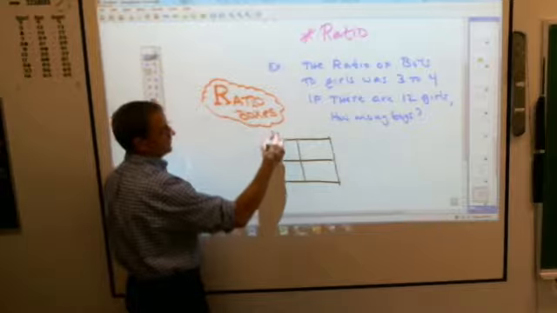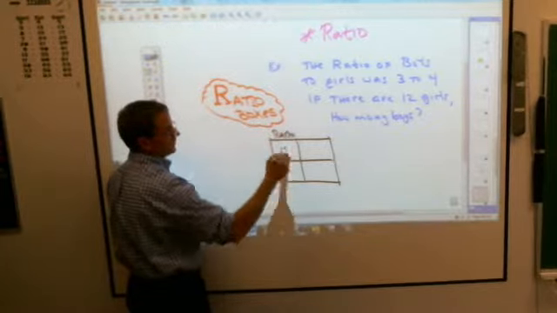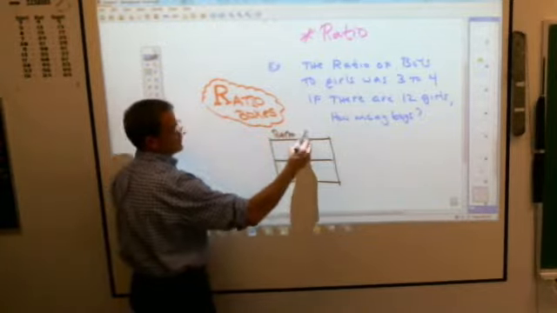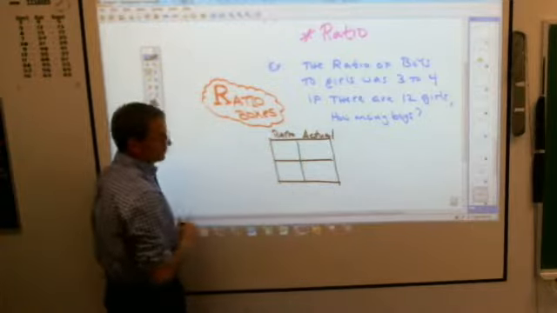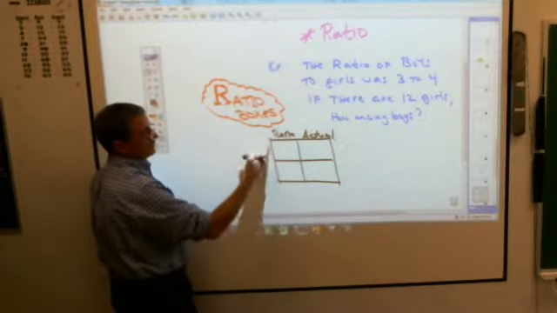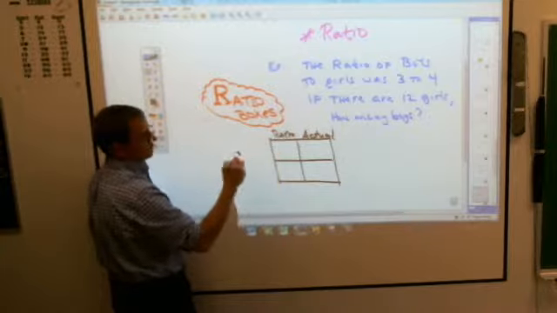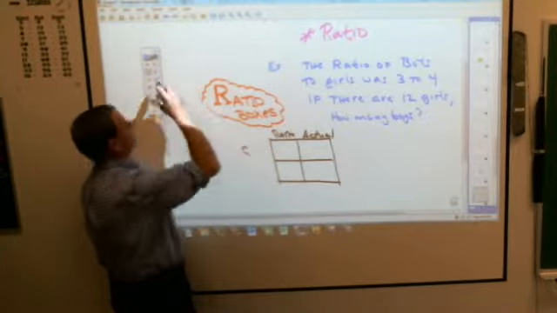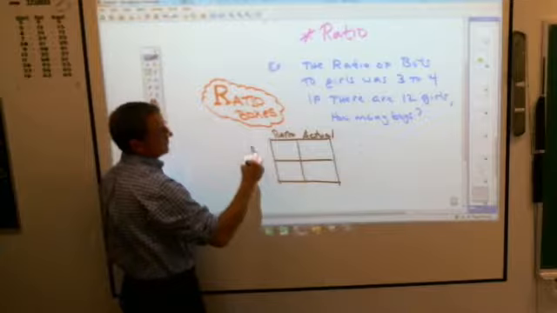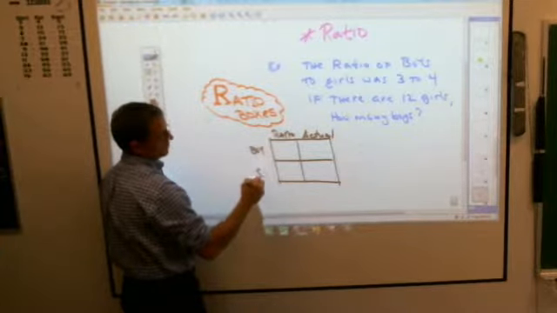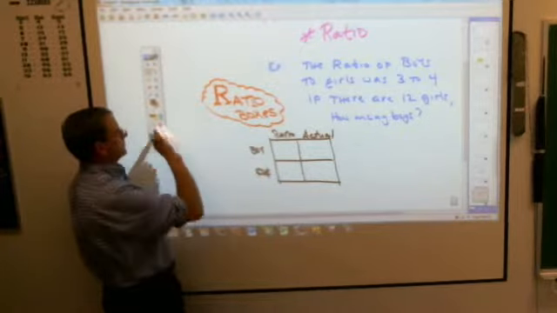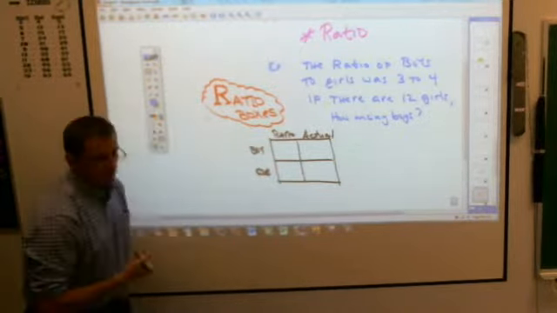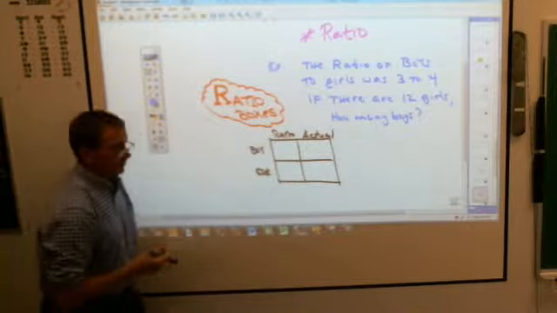This column going down is the ratio column. You could just put the letter R, but I'll write it out for this. This is the actual. Those always stay the same. What changes are these 2 things that you're comparing. What am I comparing in this problem? It doesn't matter which one you put on top. I am comparing boys to girls. And the problem will tell me 3 of those 4 boxes, and I have to figure out the 4th one.